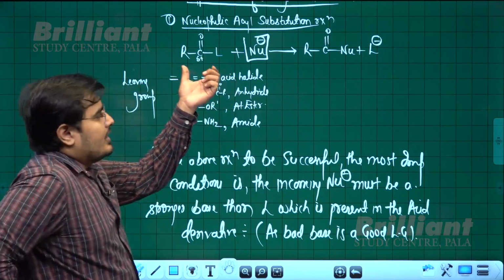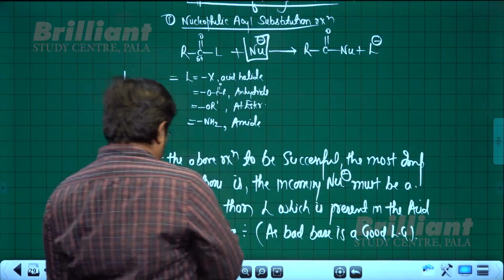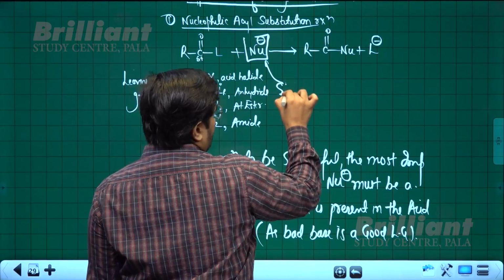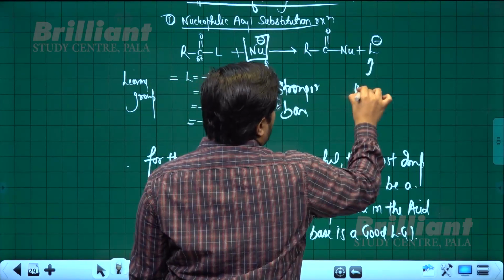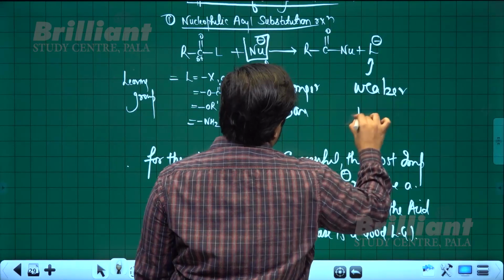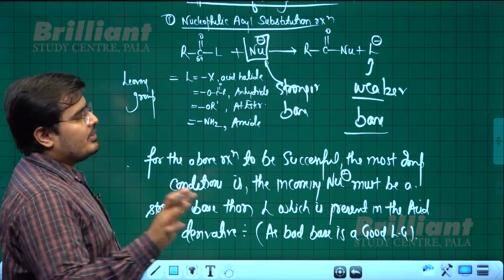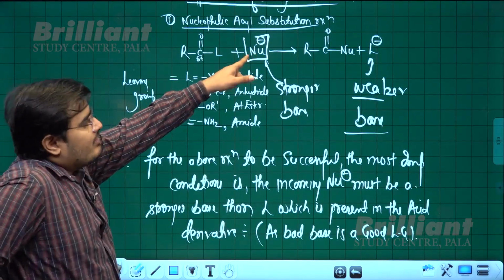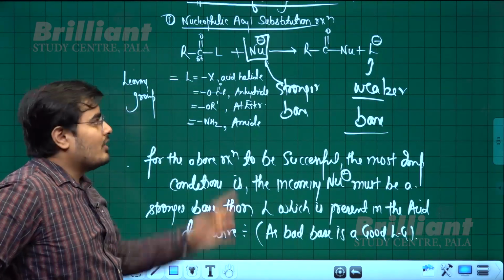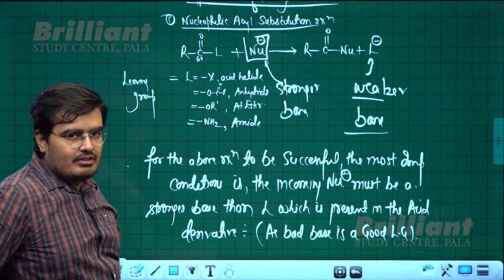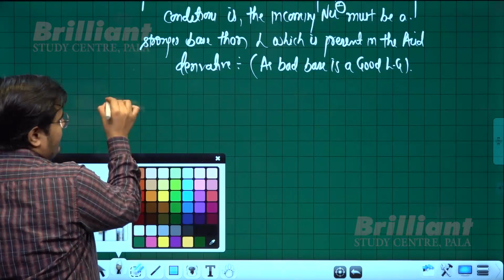But what I am telling you here is that for this reaction to be successful, the condition is that this nucleophile must be a stronger base than the leaving group which has left. Then only this reaction will happen, otherwise there will be no substitution. That is, if the nucleophile is a weaker base than the L already present, then you cannot expect the replacement of that L present in the carboxylic acid derivative. So let's see why I am saying this. Let's try to understand the mechanism.